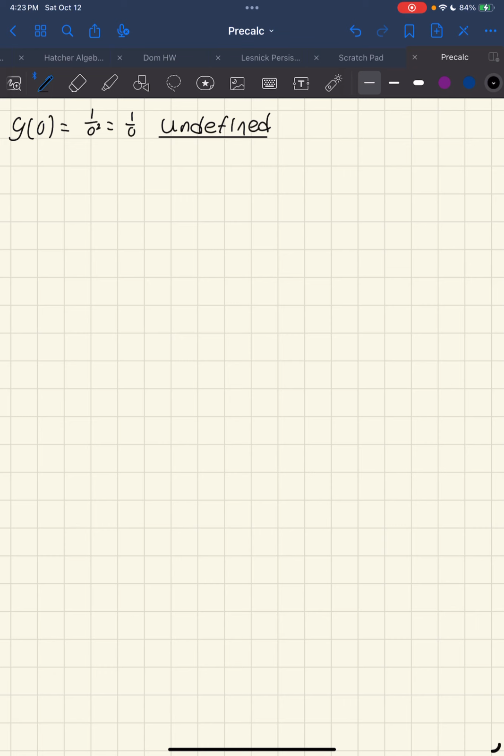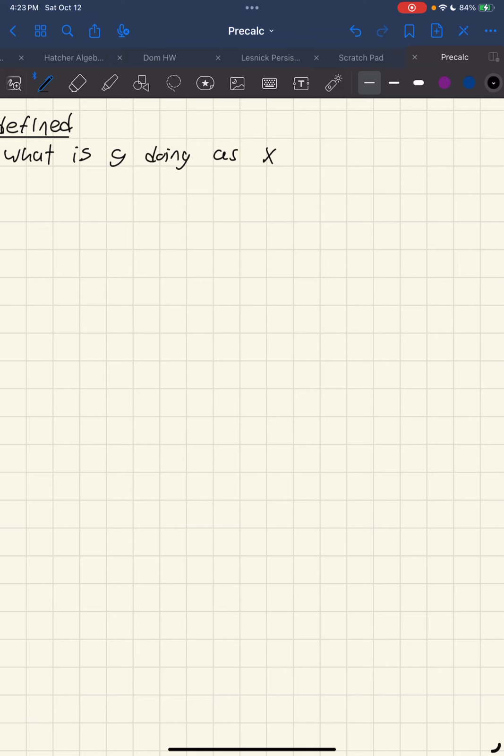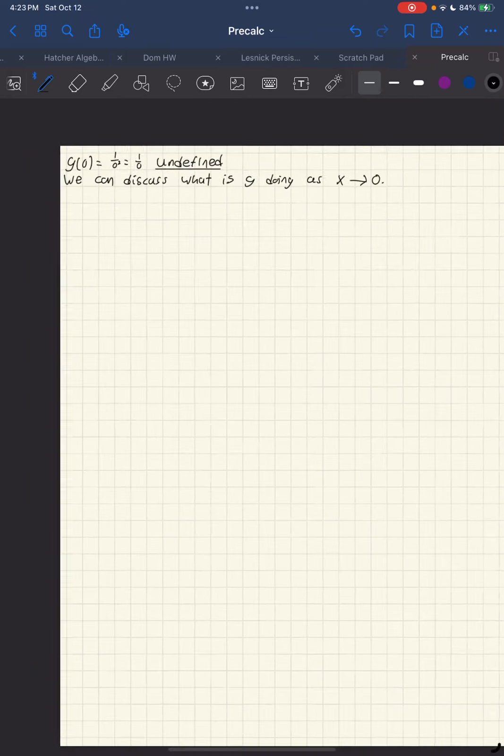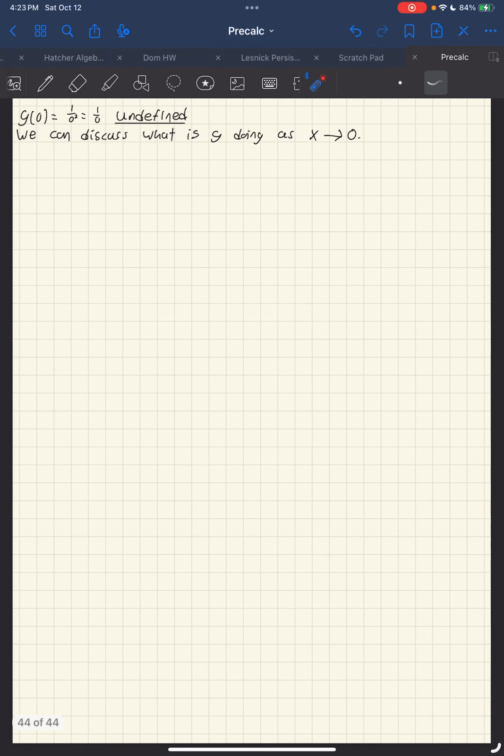However, based off of how we've been discussing things as x gets larger and larger, but never getting to infinity, in a similar way, we can discuss what is the behavior of g, what is g doing, as x approaches 0. So let's do the same thing we were doing here, but instead of making x larger and larger, let's make it smaller and smaller.